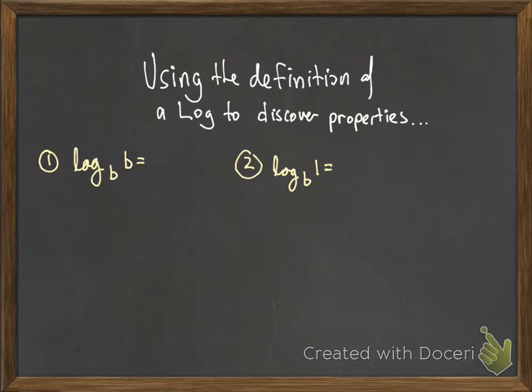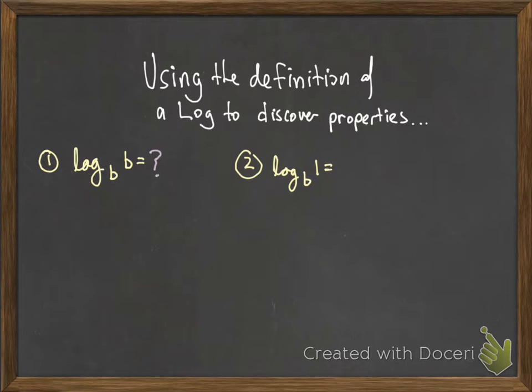Okay, in this video, we're going to use the definition of a log to discover some properties. First of all, we have log base b of b. What does that equal? And log base b of 1. What does that equal? What we need to do is rewrite them using logarithmic properties to see how this is going to fall apart.